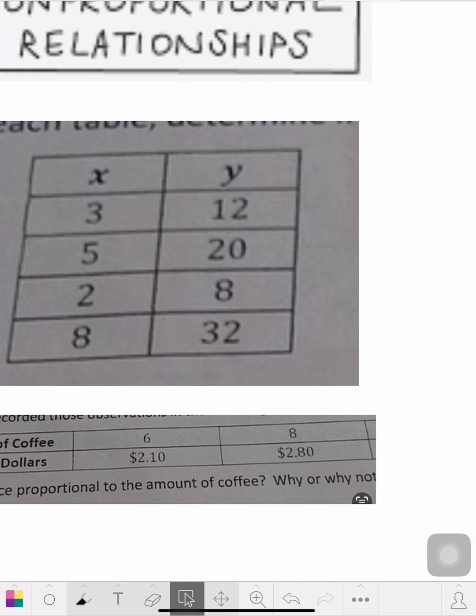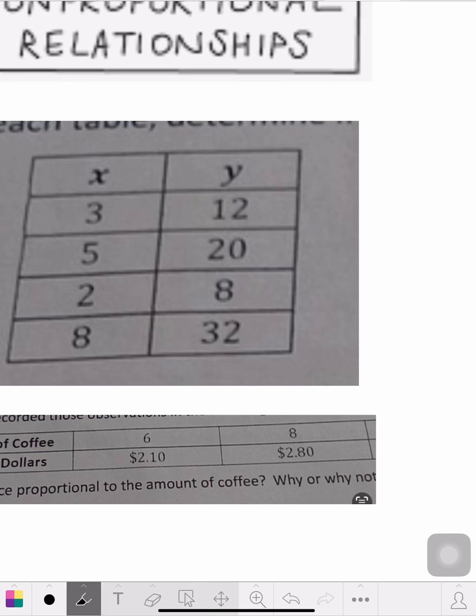Okay, let's see the first one. They gave you a chart, X and Y, and then they give you values below. So how do you determine if this is proportional? The way I like to do these, I like to create a third column. The third column would be X divided by Y or Y divided by X. Either way it works as long as you stay consistent throughout the whole chart. I like to take the larger number and put it over the smaller number, so I take Y over X and make this third column Y over X.